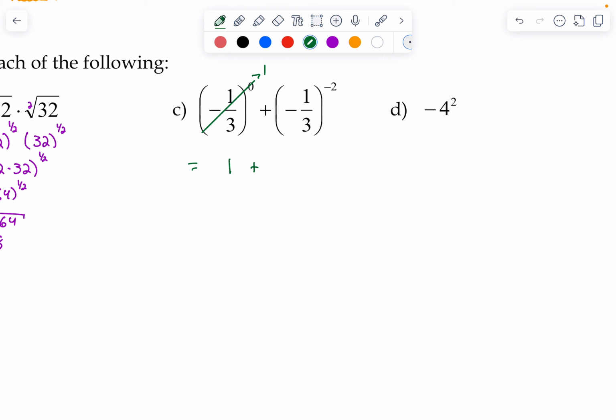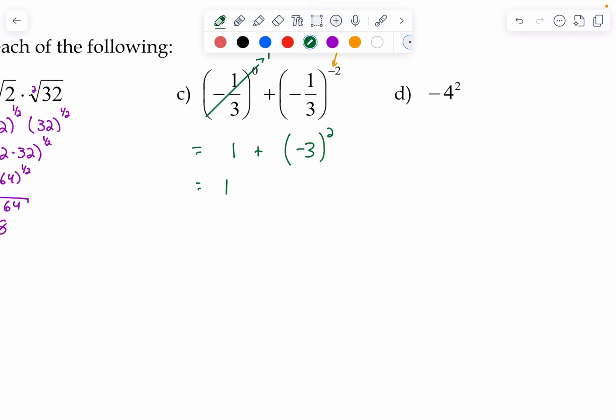-1/3 put to the power of -2. So first, address this -2 here. So that becomes -3/1 put to the 2. But anything divided by 1 is just itself, so -3. All right, so now we have 1 plus negative 3 squared. That is just 9. So final answer, 10.